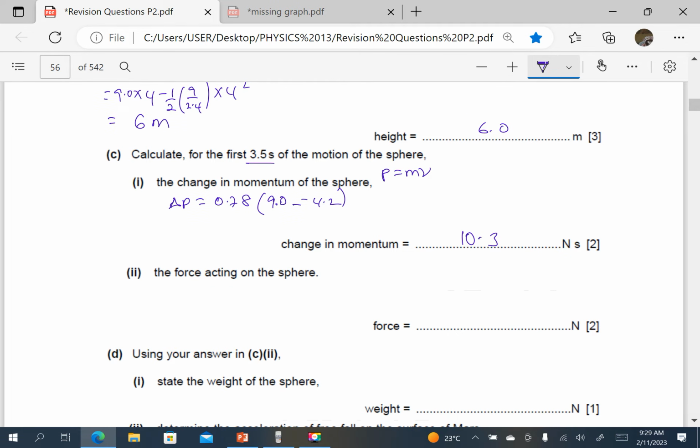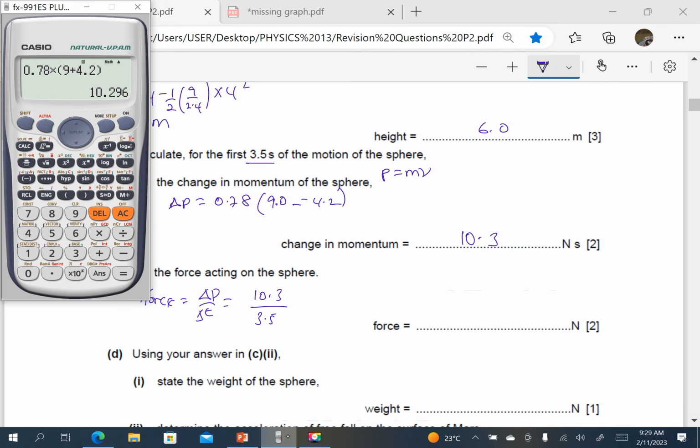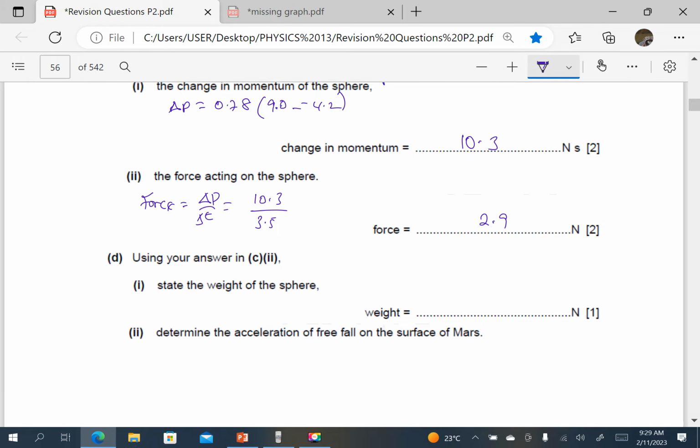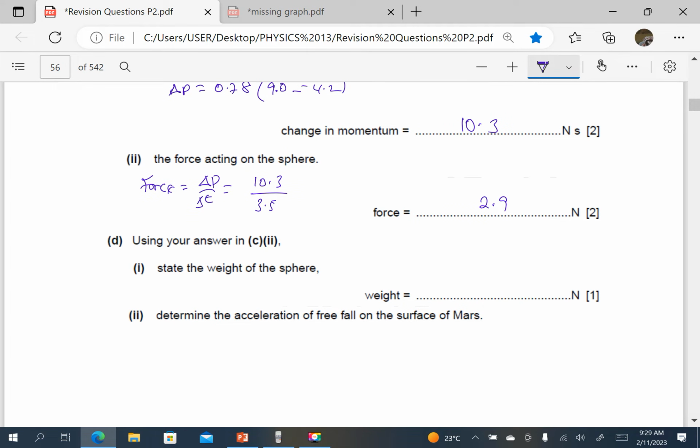Then the force acting on the sphere, of course, force is the rate of change of momentum. So the force is equal to the change in momentum over change in time. So the momentum is 10.3, and the time is 3.5. So this is going to be divided by 3.5, which gives us 2.9. So the force is 2.9 newtons. Using your answer in C Roman 2, state the weight of the sphere.